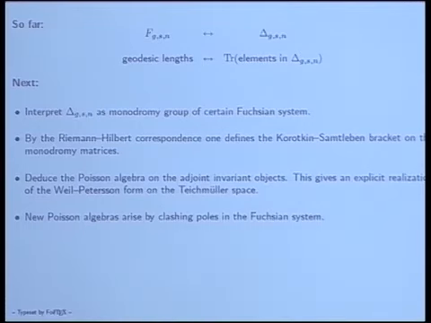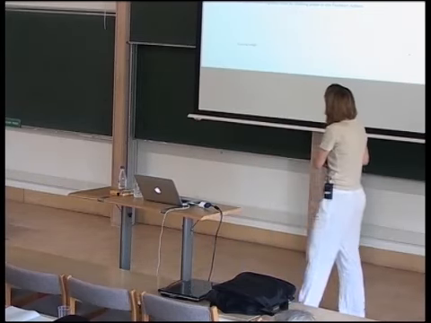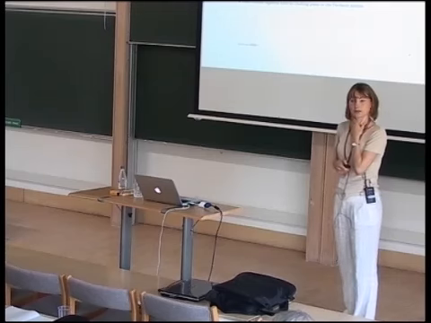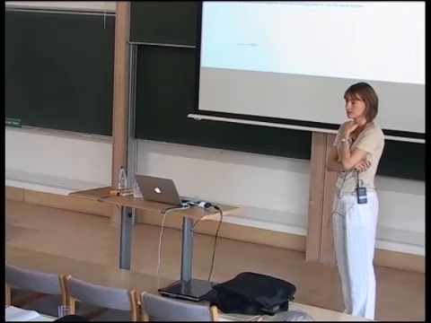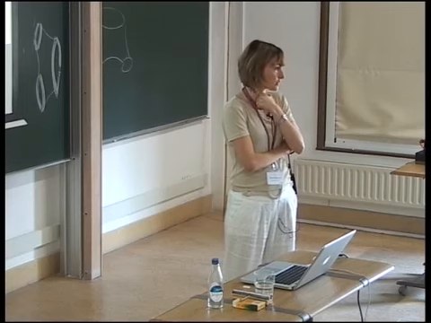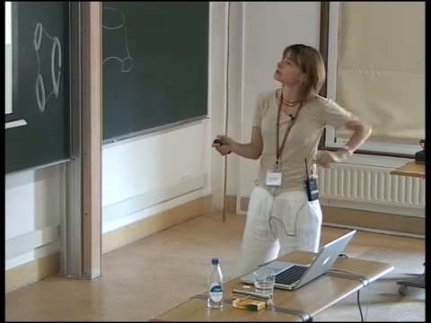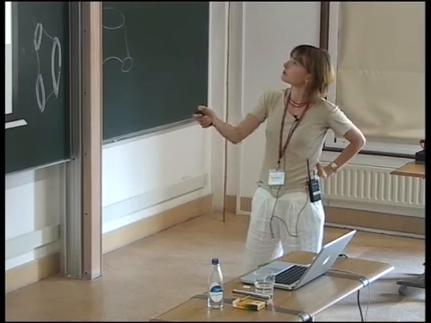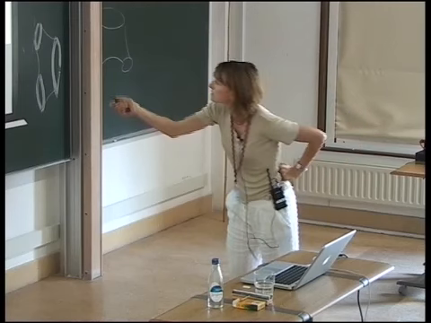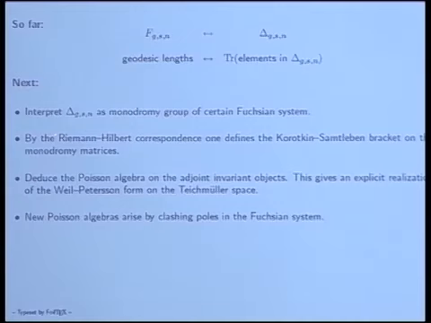And now the trick, the beauty of this story. This is, in fact, a long-term program which we have realized only in two special cases, but we expect it to work in general. And the program is the following. First of all, we interpret the Fuchsian group as the monodromy group of a certain Fuchsian system.